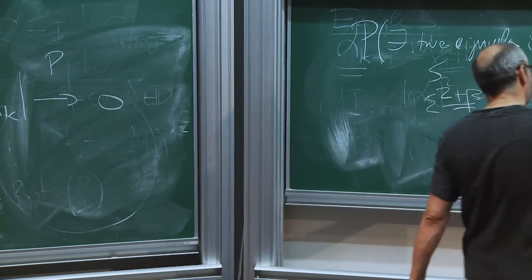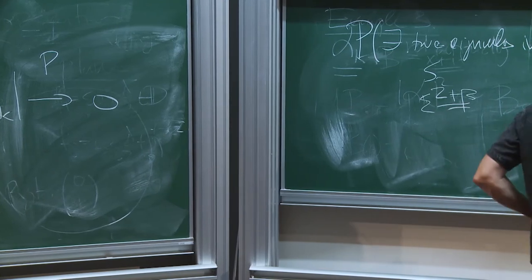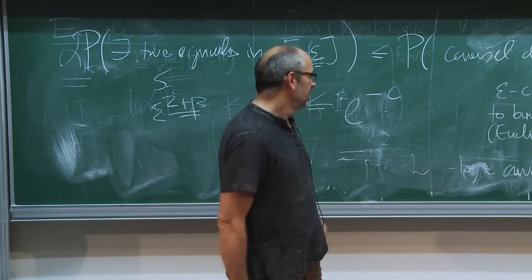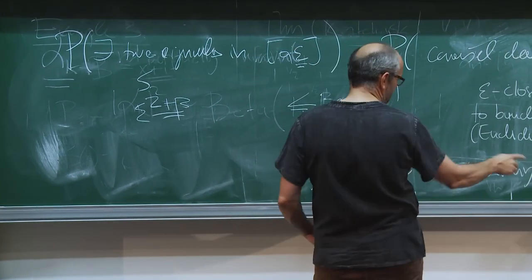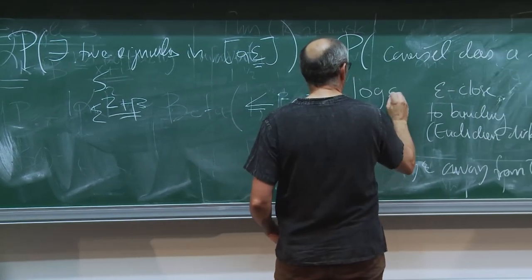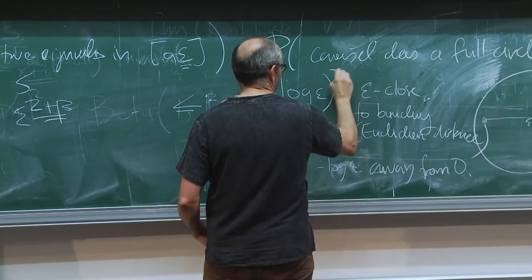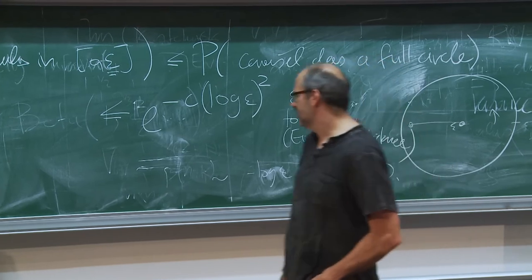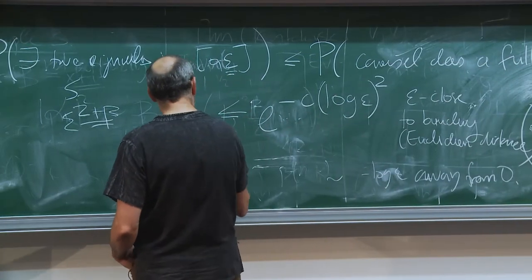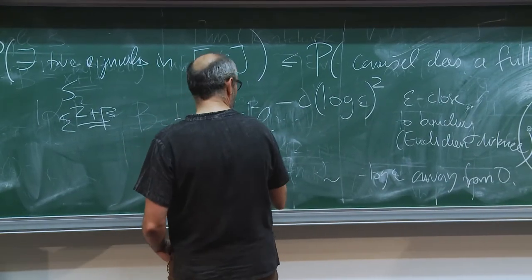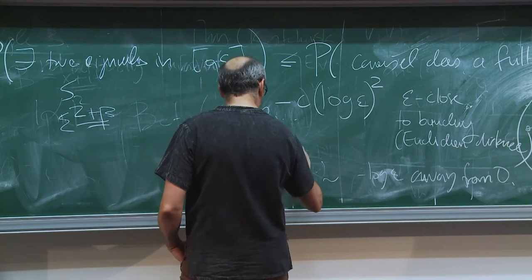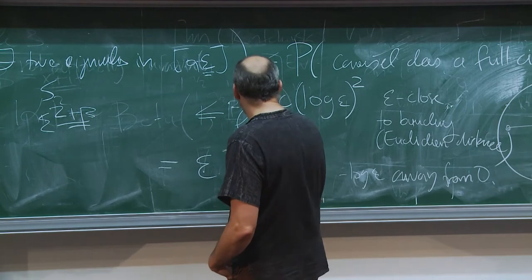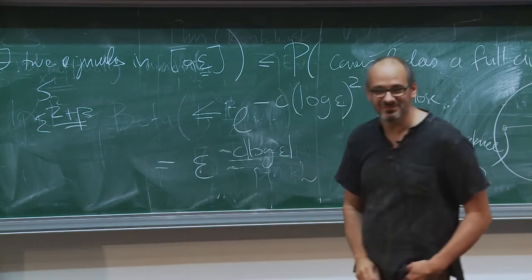So what is this? It's less than or equal to e to the minus some constant, which depends on the variance, times the distance, which is log epsilon, squared. So what is this? This is equal to epsilon to the minus c log epsilon. Or maybe I'd like it like this: epsilon to the c log epsilon.